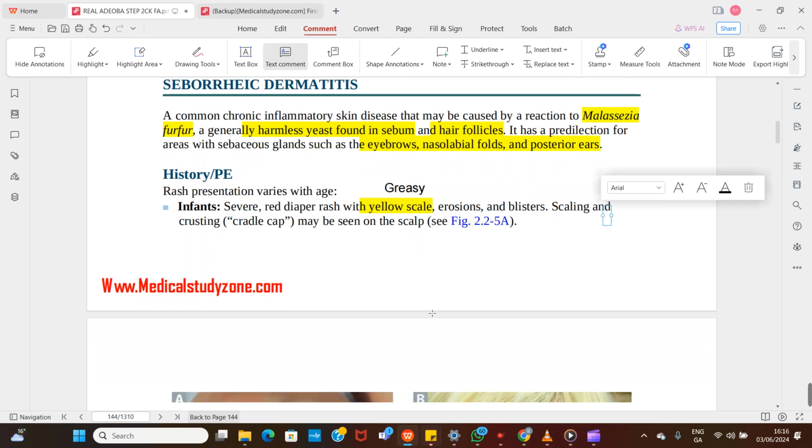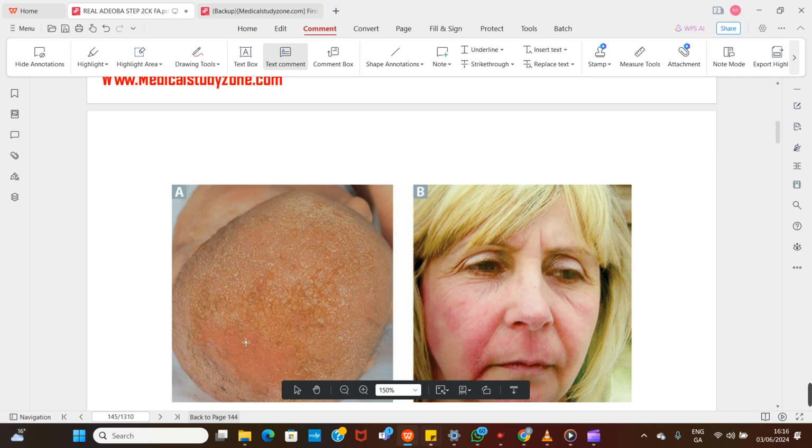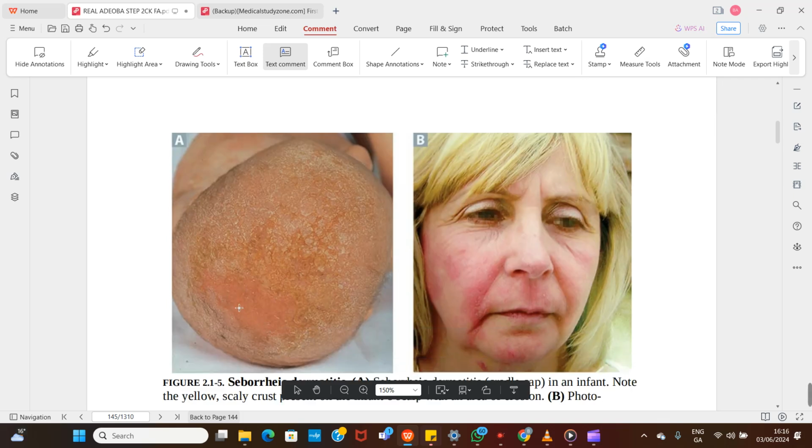So those are the two common locations in the infant: the diaper area and the scalp. In the diaper area and the scalp, you are going to have erosions and blisters, both of them, but they are covered by the yellow greasy scale with an erythematous background. So we can see the erythematous background. These are the areas of erosion covered by the grease-like yellowish scaling. So this is a cradle cap, seborrheic dermatitis.